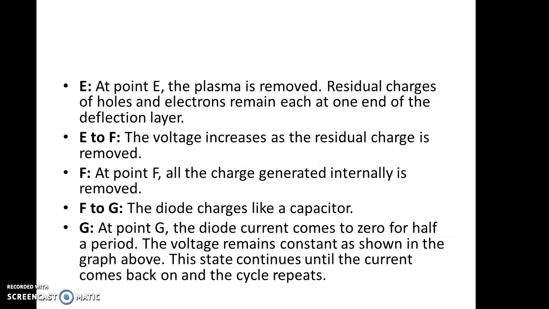Point E is where the plasma is removed, and residual charges of holes and electrons remain, each at one end of the depletion layer. From E to F, the voltage increases as the residual charge is removed. At point F, all the charge generated internally is removed. From F to G, the diode charges like a capacitor. At point G, the diode current comes to zero for half a period. The voltage remains constant as shown in the graph. This state continues until the current comes back on and the cycle repeats.